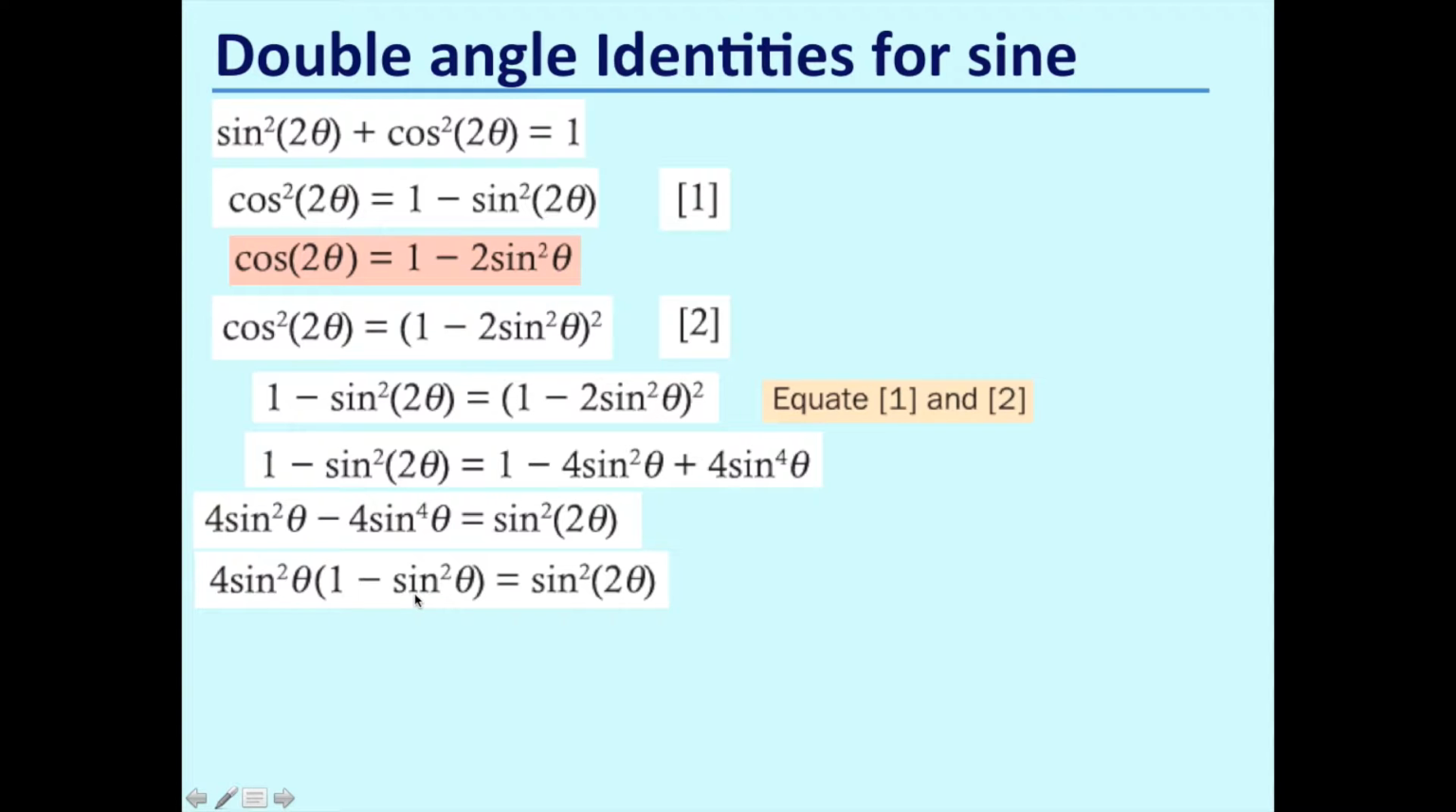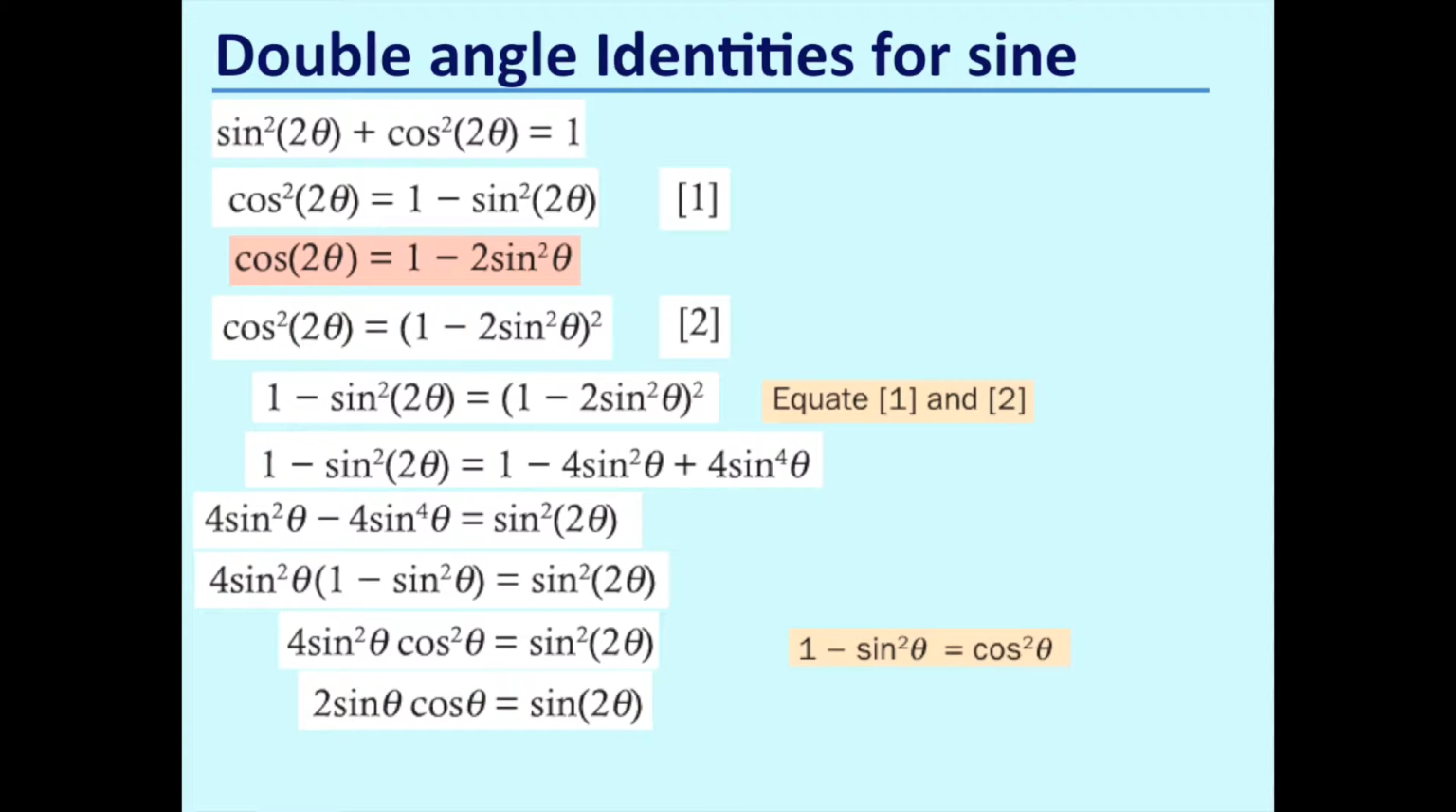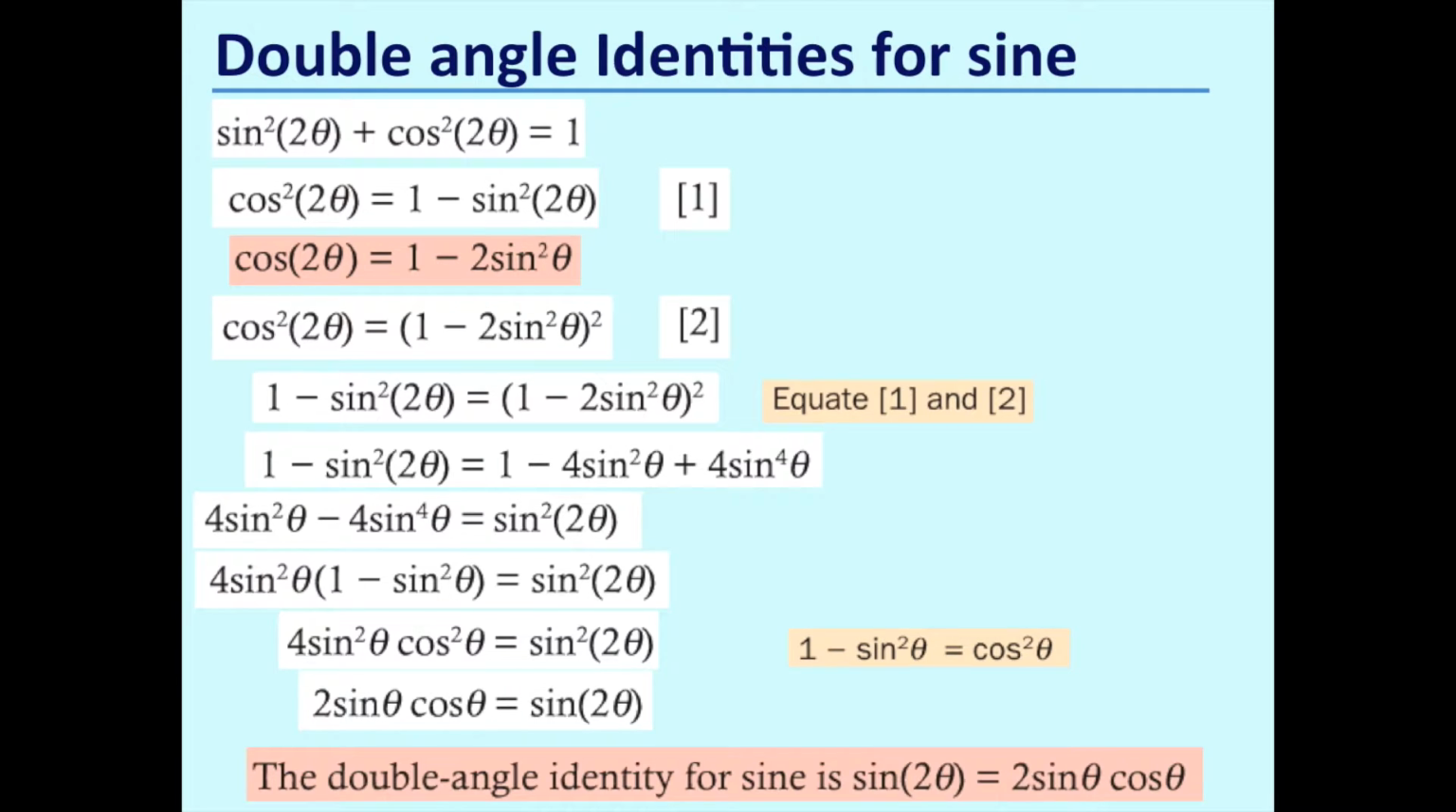And from the relationship cos squared theta plus sine squared theta equals 1, we should be able to see that this would be the same as cos squared theta, so we'd be left with 4 sine squared theta cos squared theta equals sine squared 2 theta. And we can then take the square root of both sides, leaving us with 2 sine theta cos theta equals sine 2 theta. And that indeed is the double angle identity for sine.